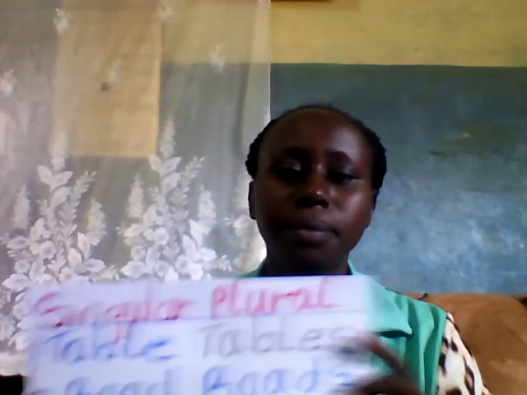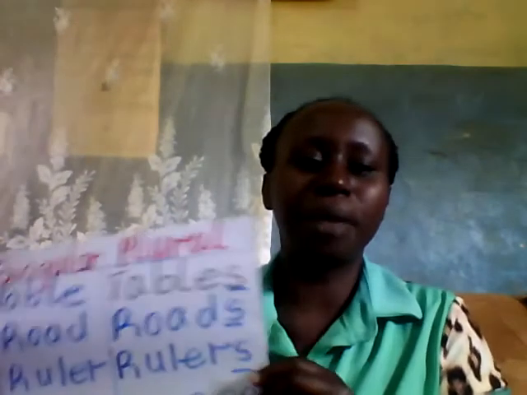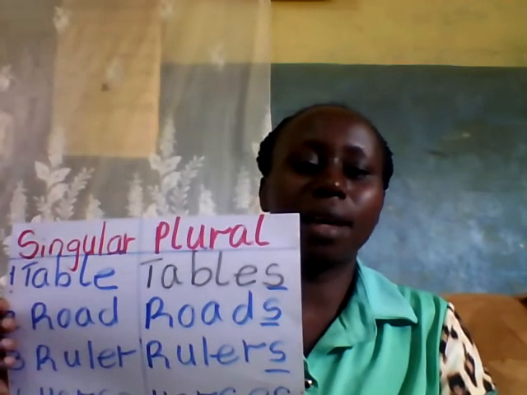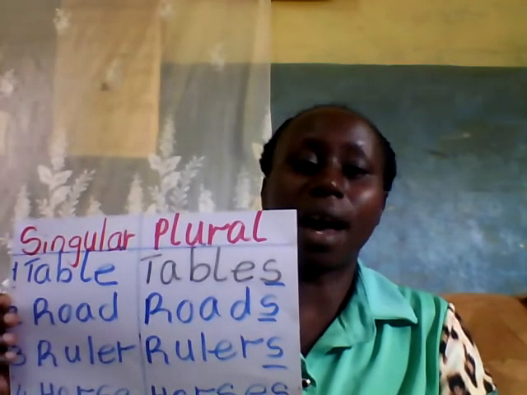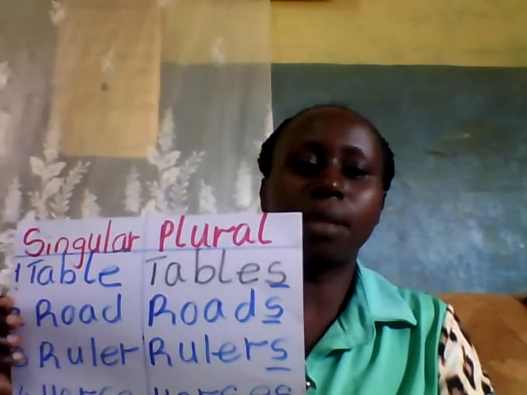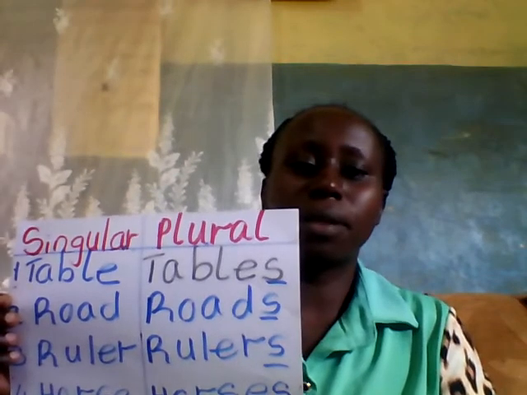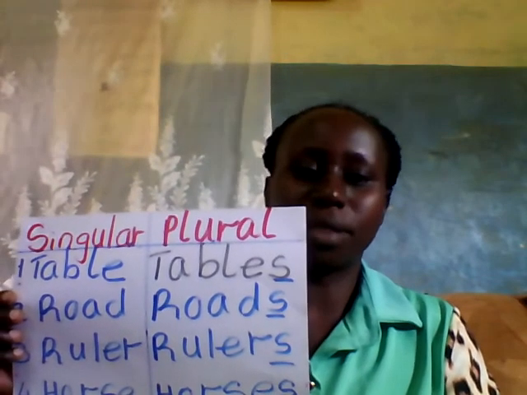Later on in the lesson, we will also look at the way we change sentences from singular to plural. Now I've got some words with me here. I'm hoping you are able to see those words the way they are in singular and the way they are in plural. When we look at word number 1, table, in singular, and then in plural we call it tables.